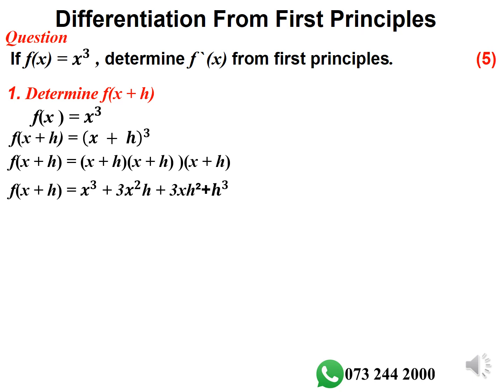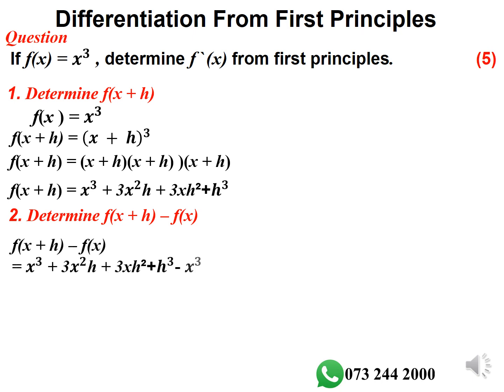The second calculation, we determine the value of f of x plus h minus f of x. What it means is, in our previous calculation, we have calculated f of x plus h. We go back to that expression, and from it, we subtract the value of the original expression, which is f of x. So it's going to be x cubed plus 3x squared h plus 3x h squared plus h cubed minus x cubed. And then you simplify to simplest form.